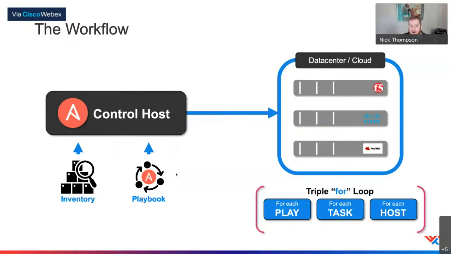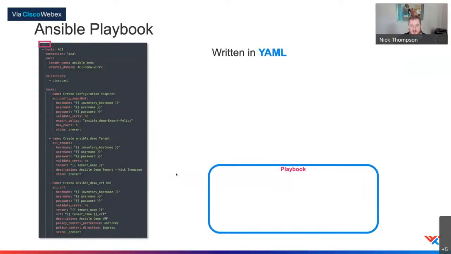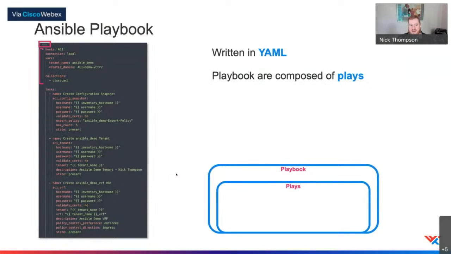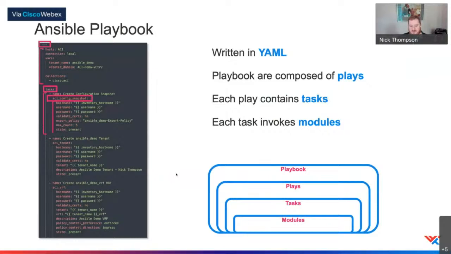As we look at this, the first concept that really gets us going is that concept of the playbook. When we look at a playbook, there are a few ways to break it down. First of all, playbooks are written in YAML. You're going to see them start with that triple dash. That's going to be the beginning of everything. Once it's written in YAML, those playbooks are composed of plays. And that play itself is going to contain tasks. Those tasks are, what are we doing? Those tasks then invoke modules.